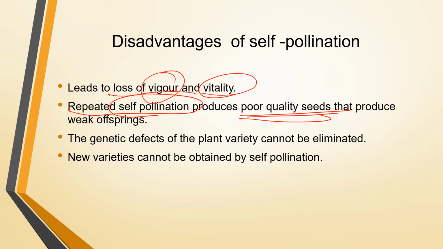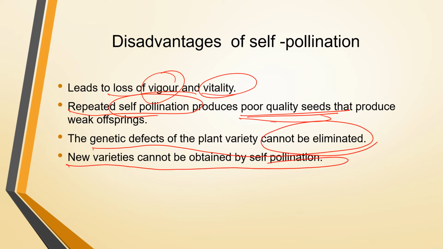There might be some genetic defect in the previous flower or plant. So when it comes to the next generation, the same defect is carried on as genetic material. It remains within the same plant and is not corrected. If cross-pollination had happened, it would have been corrected. Here there is no chance of correction or elimination. New varieties cannot be obtained in self-pollination. The seeds gradually reduce in quality, they will be poor quality seeds, they will lose their vigor and vitality, and the genetic defects are not eliminated.